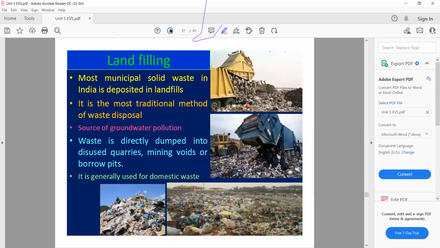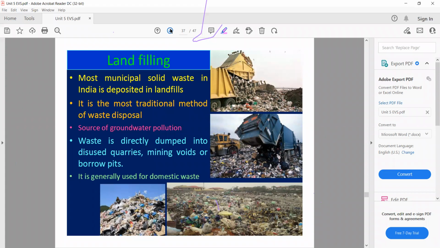Fine. These you must know. Each term you should know. These can come for your exams also. What is landfilling? Most municipal solid waste in India is deposited in landfills. Okay. It is the most traditional method of waste disposal. They are made to fill lands. Source of groundwater pollution. Very important source of groundwater pollution. The pollutant leaches down to the groundwater and pollutes it.